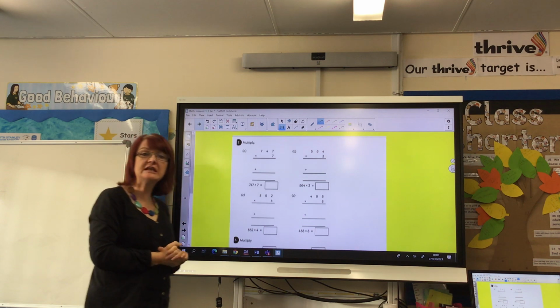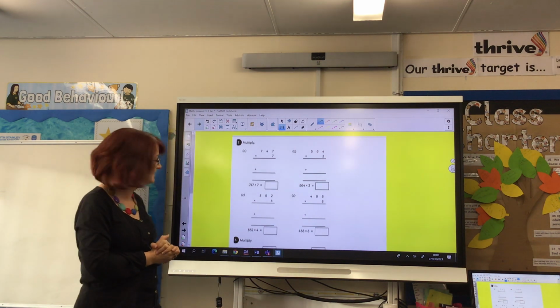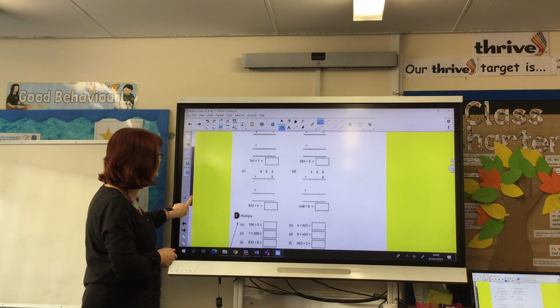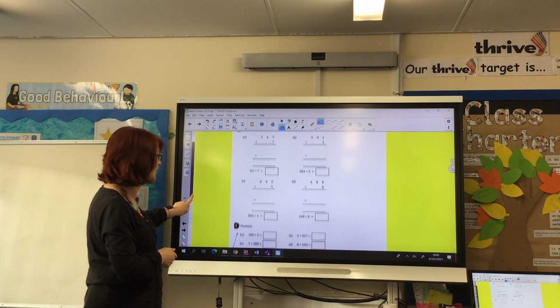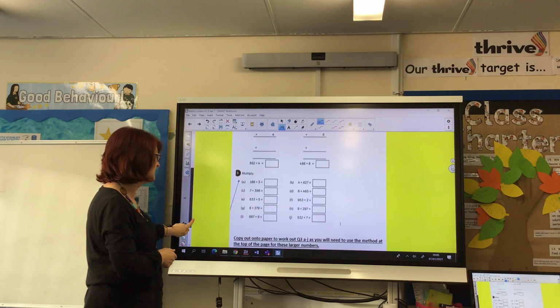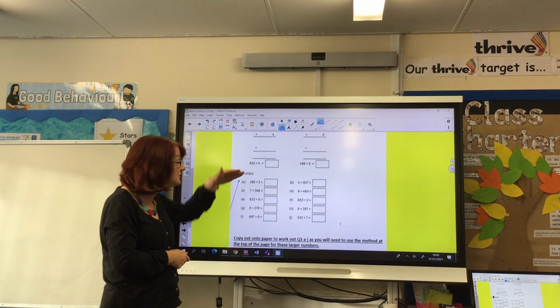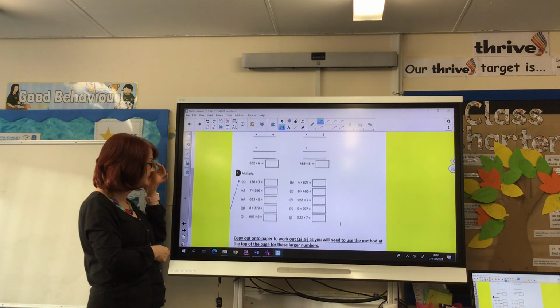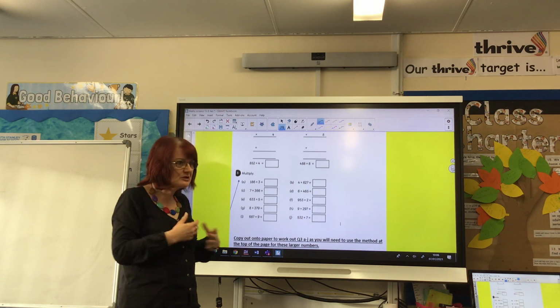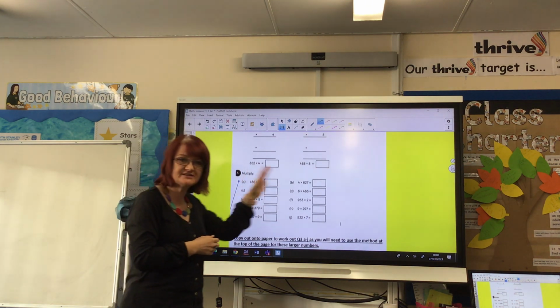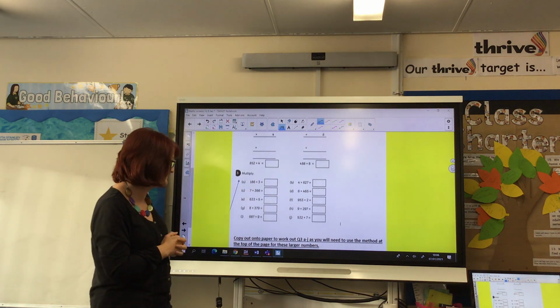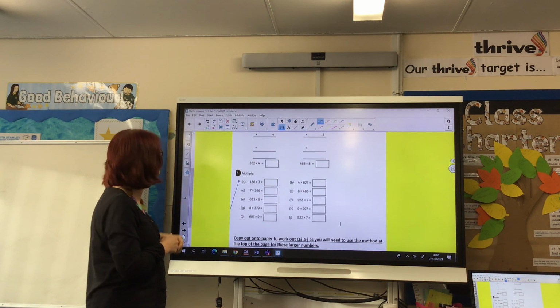Right, so this is the sheet that I've uploaded onto Teams. It looks like this. There's 4 there for you to do at the top. Then you've got these at the bottom. These need copying into a book because you need the method. You can't really do them in your head. Some children are pretty good with mental maths, but I want to see the methods, children. I really want that method today, because the numbers are large.